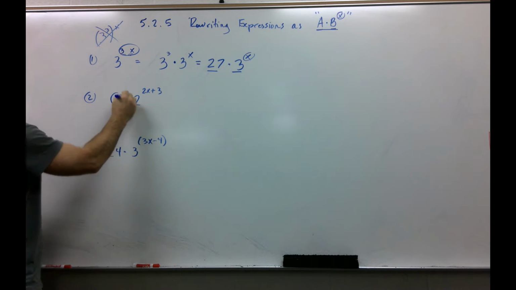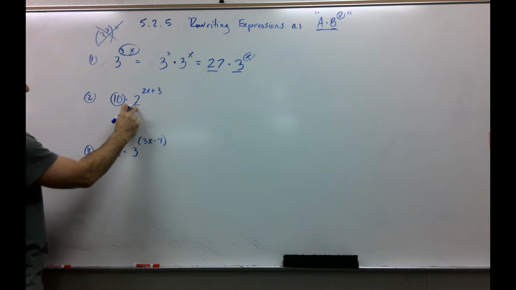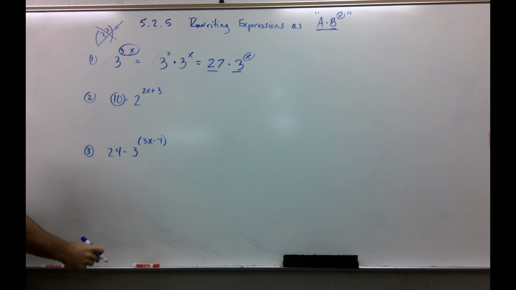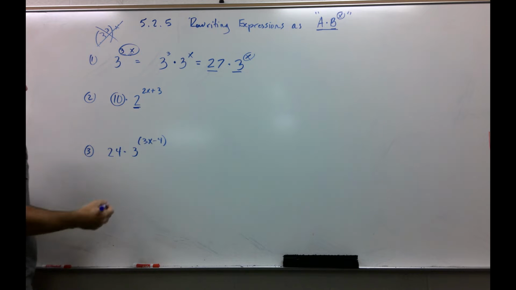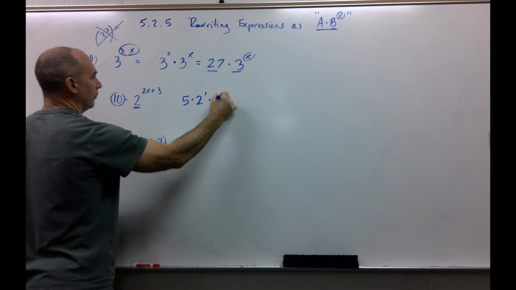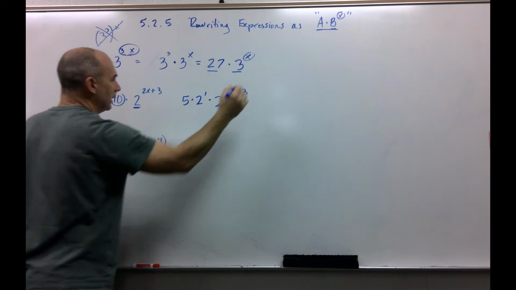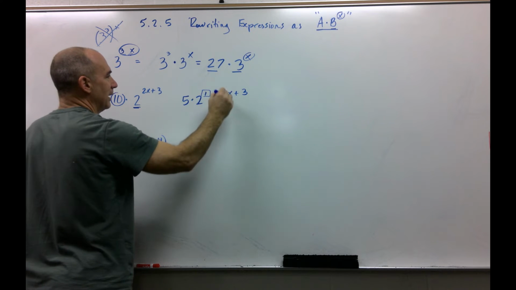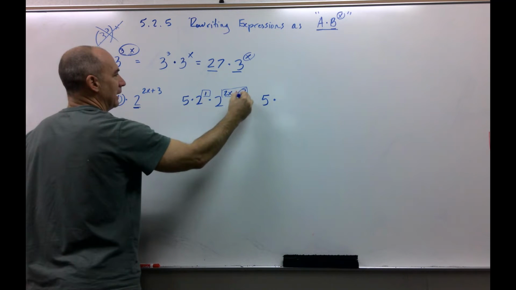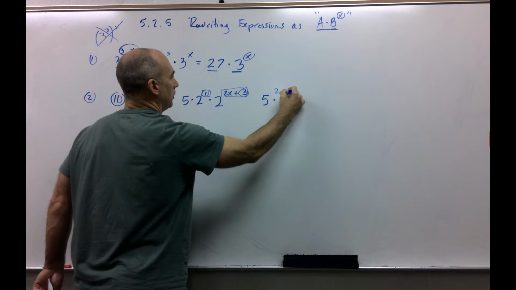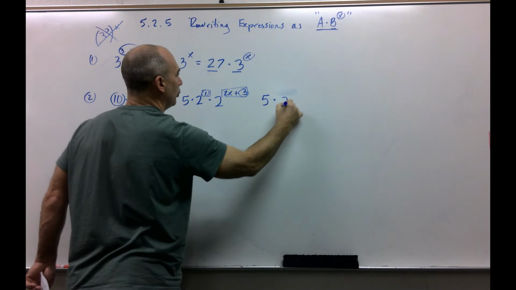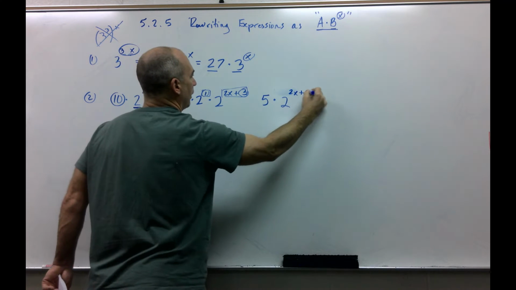Okay, wait a minute, I have a 10. Can I make 10 times 2 to the 2x plus 3 into 20? No, no, no, no. Not with this weird exponent here. If that was a 1, then of course you could. But I've got to take that 10 and try to create a 2 so I can manipulate it. So I'm going to go 5 times 2 to the first times 2 to the 2x plus 3. Now I know these are common bases, so I'm going to add those exponents. So I get 5 times 2, there's my base, to the 2x plus 4.